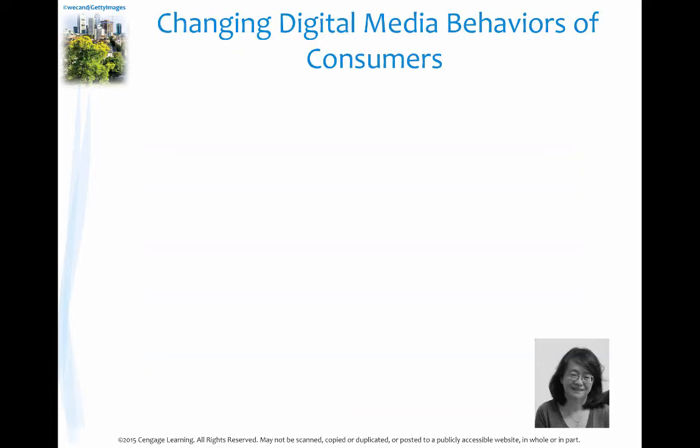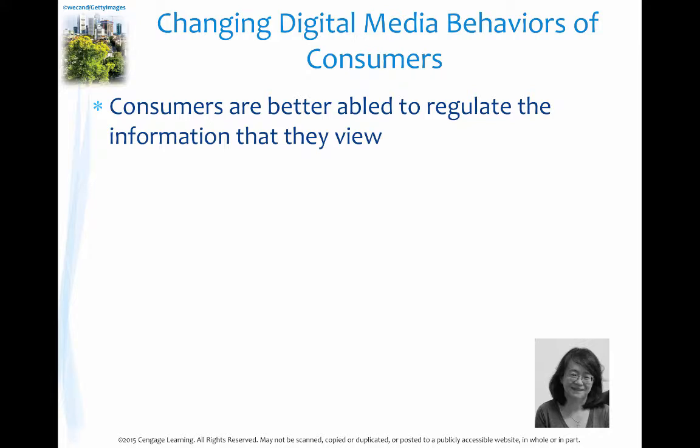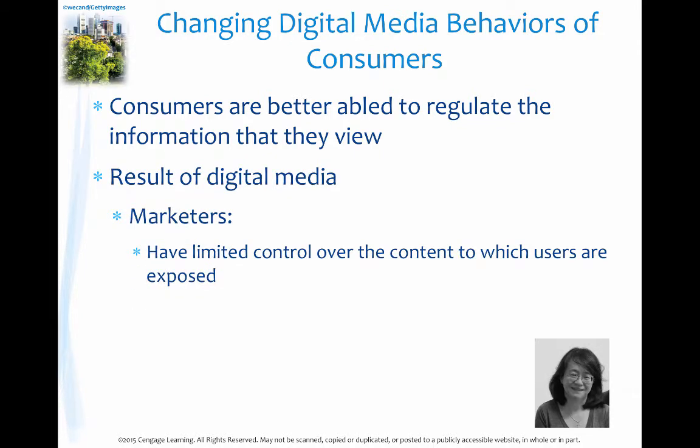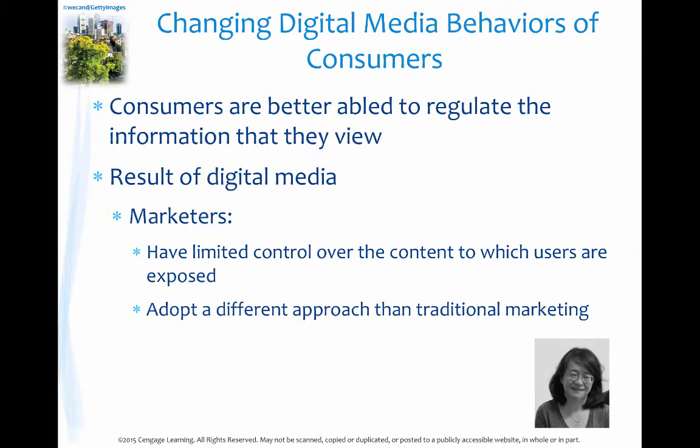It is essential that marketers focus on the changing social behaviors of consumers and how they interact with digital media. Consumers now have a greater ability to regulate the information because they can determine which websites they are going to view. The marketer has only limited ability to control the content to which users are exposed and in what sequence. Marketers must modify their marketing strategies to adapt to the changing behaviors of online consumers.